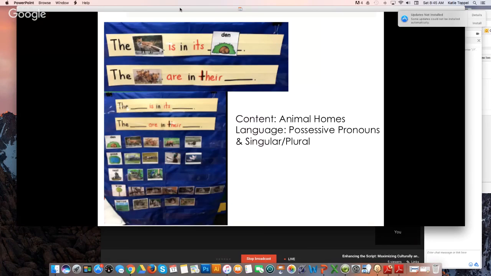This content was animal homes, and we were working with possessive pronouns, singular and plural. And the students had to choose animals and then complete the sentences. The fox is in its den. The foxes are in their den. And this was challenging. I think in the end, we decided to just focus on plural instead of the singular and plural because that was confusing for students. But it's taking their theme and adding language. It's not taking away anything from the reading program. Their classroom teacher did every element she was supposed to. We added language to make sure that the students were talking about the content.